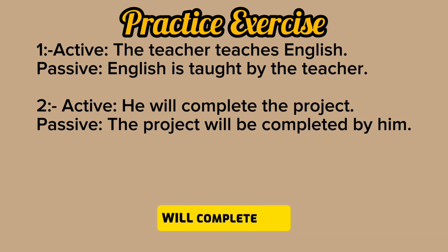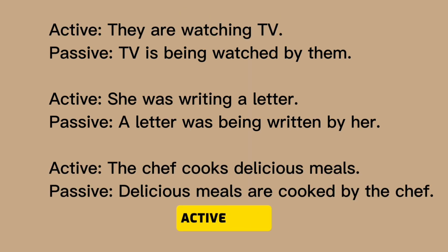Active: He will complete the project. Passive: The project will be completed by him. Active: They are watching TV. Passive: TV is being watched by them. Active: She was writing a letter. Passive: A letter was being written by her. Active: The chef cooks delicious meals. Passive: Delicious meals are cooked by the chef.